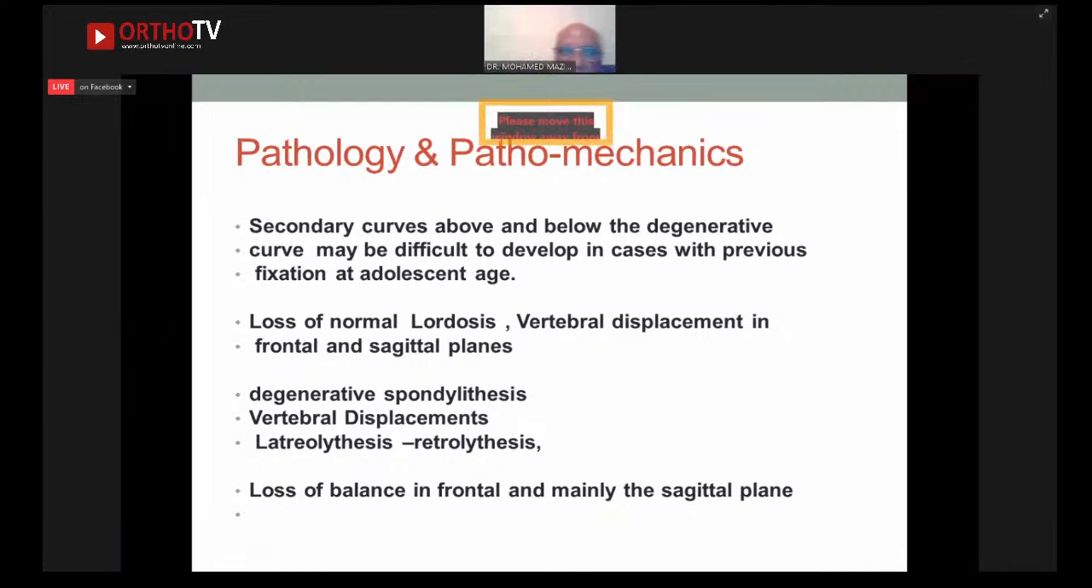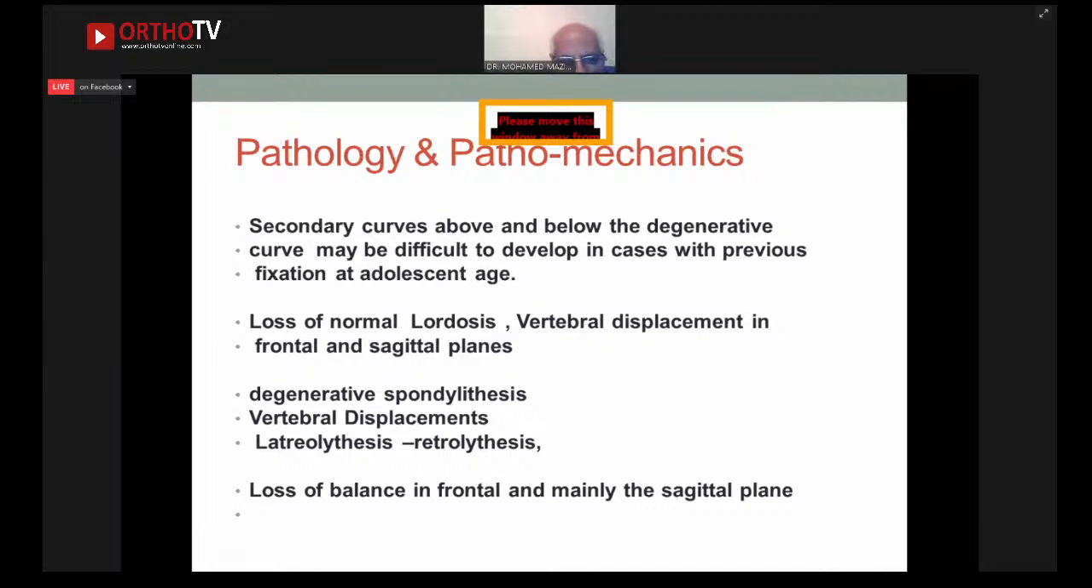Then secondary changes occur in the curves above and below the degenerative curve. It may be difficult to compensate in cases with previous fixation. If the patient has had previous surgery for kyphosis or scoliosis, which was corrected and the spine is fused, then when he develops degenerative scoliosis in the lumbar spine, he finds difficulty compensating because the elasticity of the spine is lost, the disc space is not elastic, so there is a problem in this condition. He may remain shifted, not compensated.